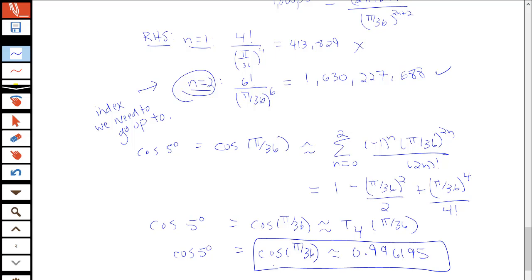So we've seen how we can use both the alternating series estimation theorem and Taylor's inequality to help us get precise information about how accurate an estimate is for a particular x value or range of x values. We've also looked at how we can construct our Taylor polynomials. Let me know if you have any questions.